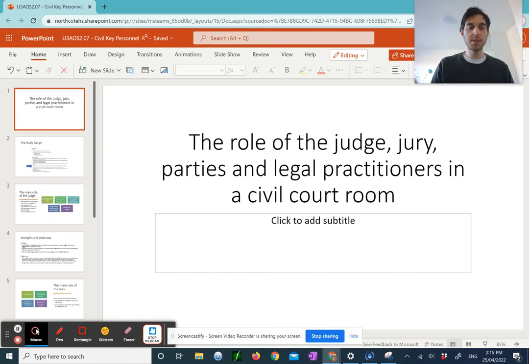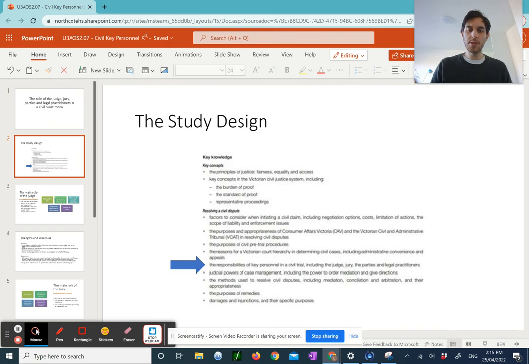Welcome to Legal Studies, and today we're going to be learning about the role of the judge, jury, parties, and legal practitioners in a civil trial. So where are we in the study design?